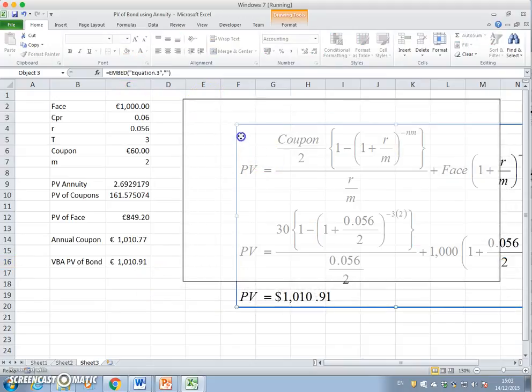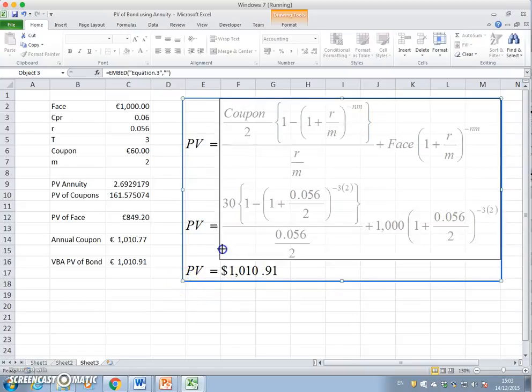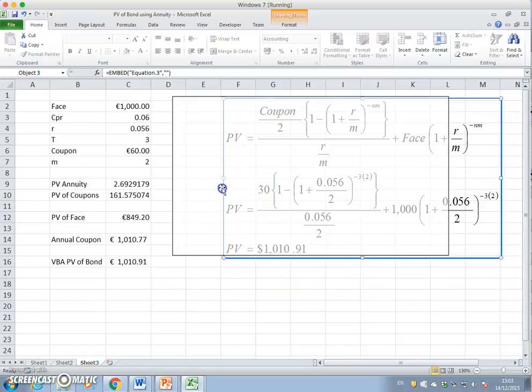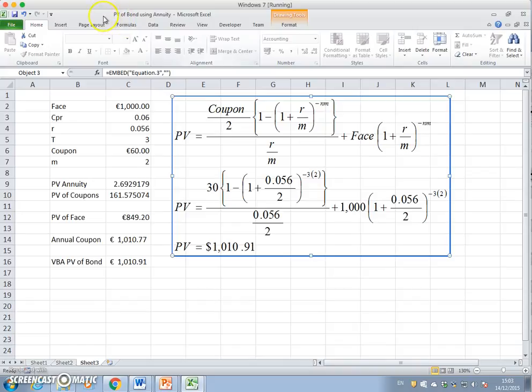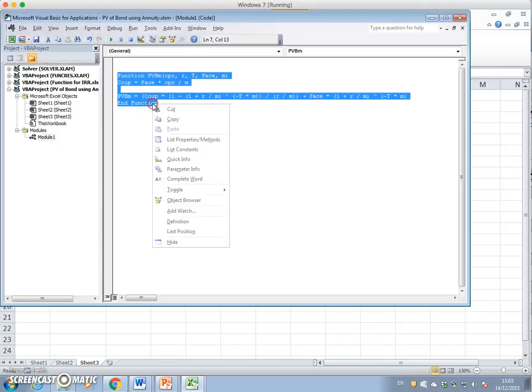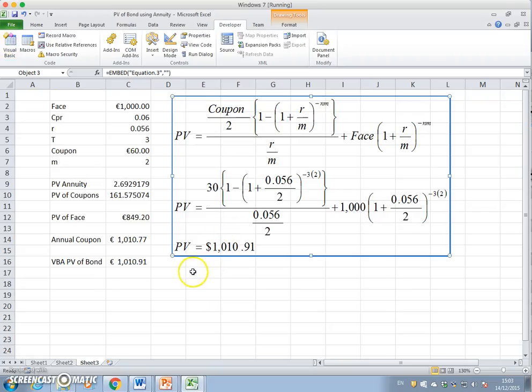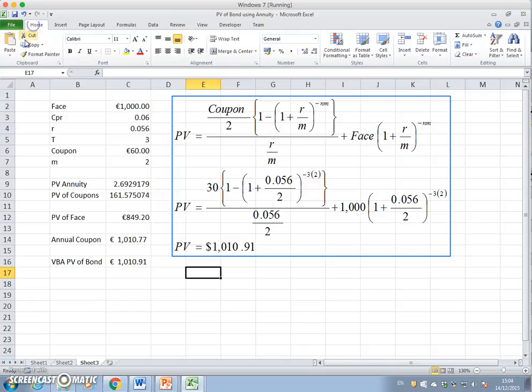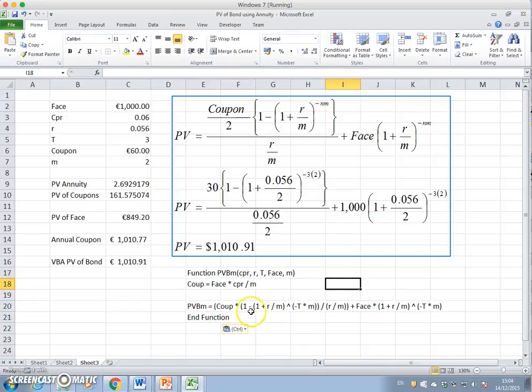So the function that we inserted into the developer tab, let's have a look, developer, copy, back into the spreadsheet, paste, basically chimes with what we have here. So the initial data, if you like, is the face value of the bond, the coupon rate, the risk-free rate, the time period.